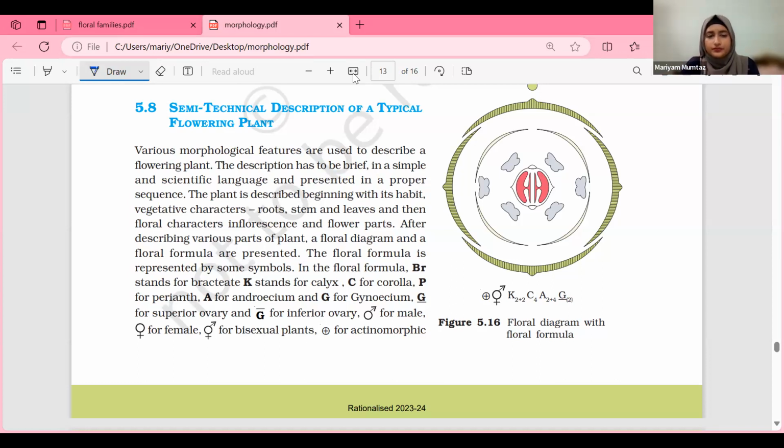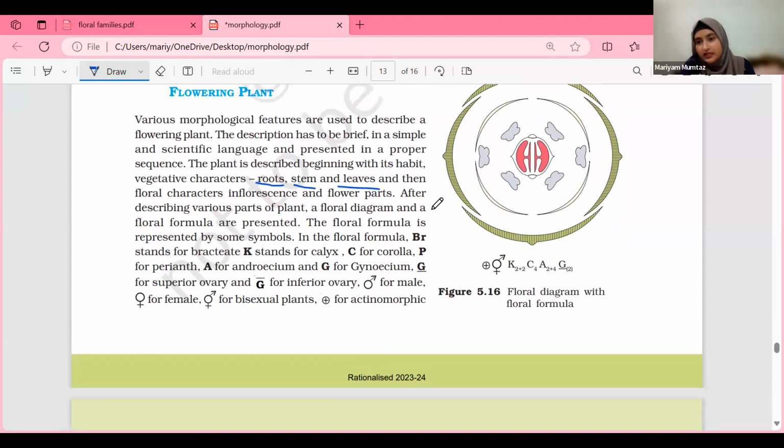The plant is described beginning with its habit, its vegetative characters, which are the root, stem, and leaves, how they are. And then finally, we'll move on to the floral characters. What parts are there, what kind of inflorescence is there, and everything. Now, obviously, if we are discussing the formula, there has to be symbols. So the floral formula is represented by some symbols. Without symbols, you can't form a formula, isn't it?